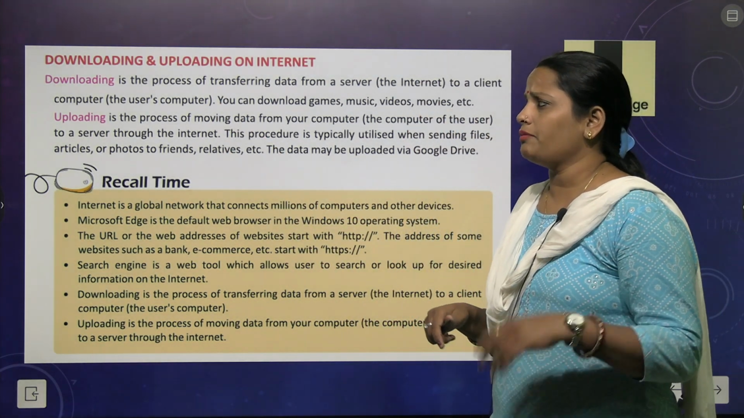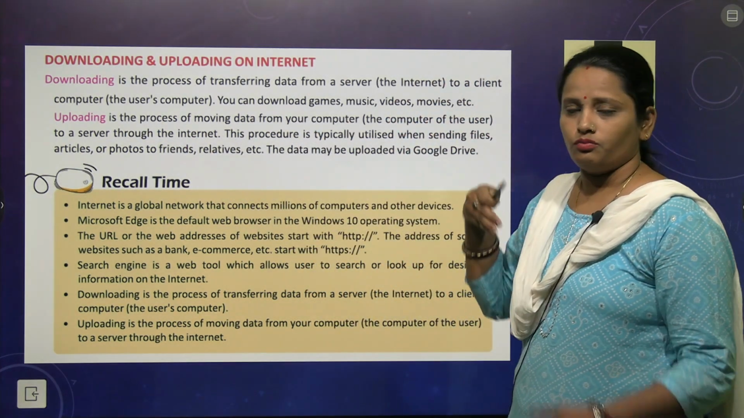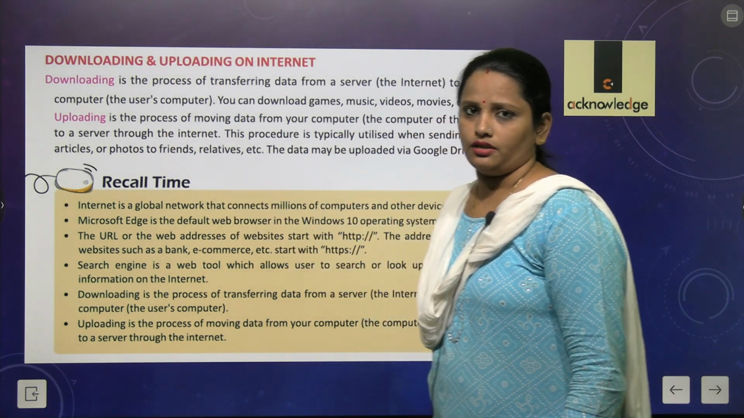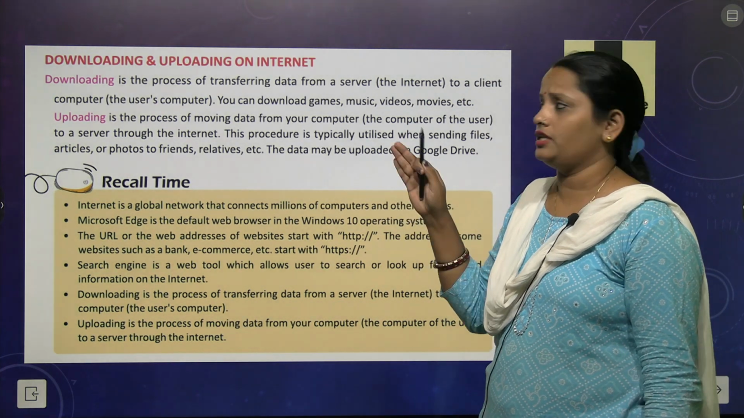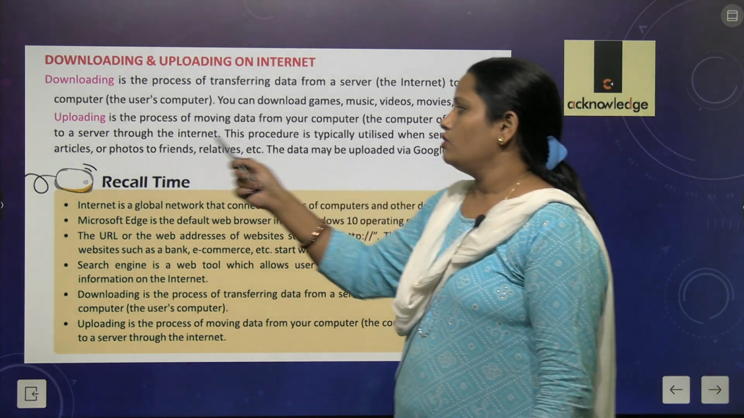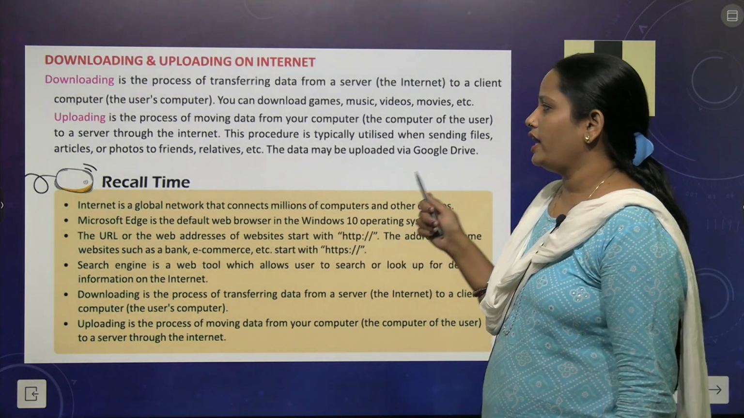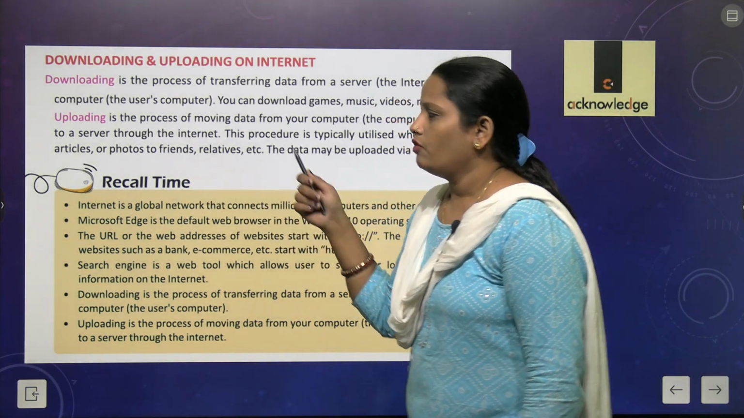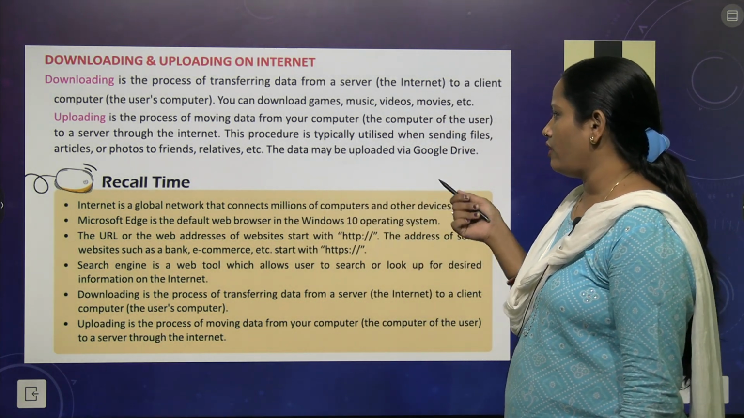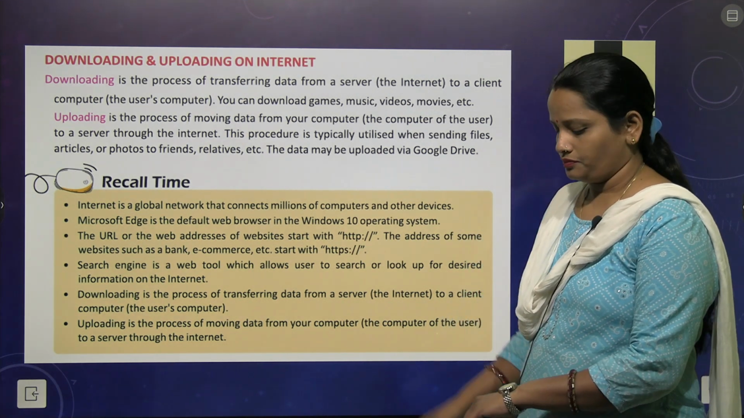Okay, now let's come to uploading. Uploading is the process of moving data from my computer to the server through the internet. So this is the basic difference between these two. This procedure is typically used when sending files, articles or photos to friends. So when we are sending files, articles or photos to our friends, we just upload them. The data may be uploaded via Google Drive. So by using Google Drive, we can upload our data.